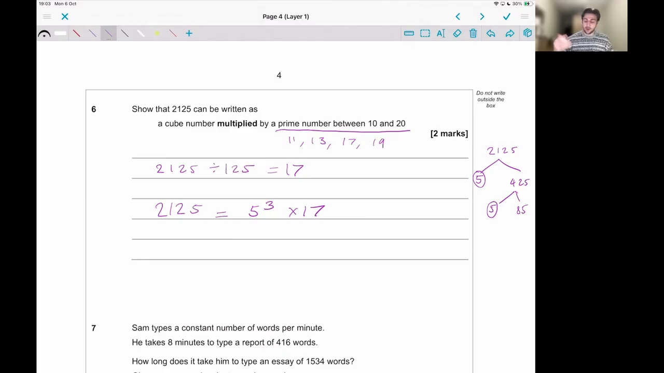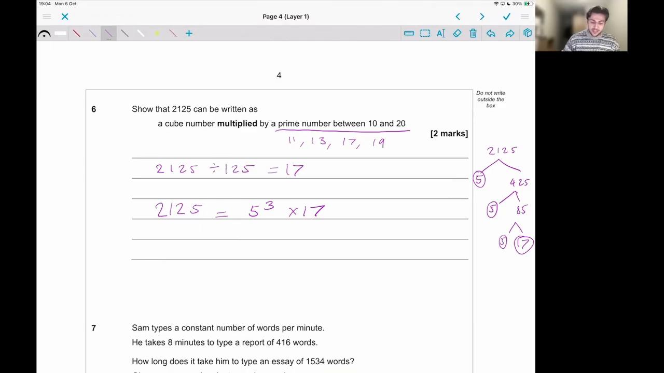Same trick again. We know it's divisible by 5, so let's divide it by 5. And what do we get? We get 17, which we know is prime. So that's the most straightforward way of solving this. We just do the prime factor tree, and we see that we can write this as 5 times 5 times 5 times 17, which is 5 cubed times 17, which is all the question wanted.